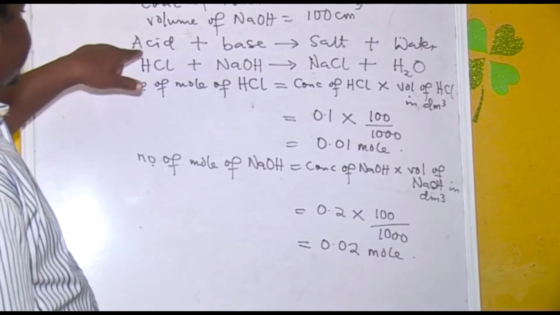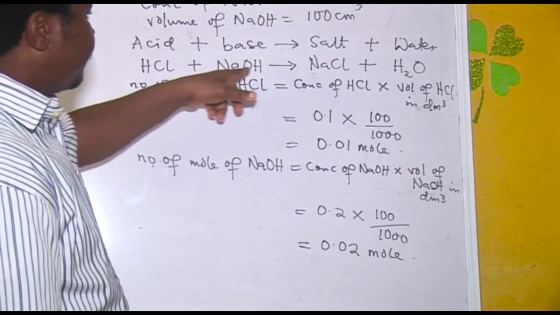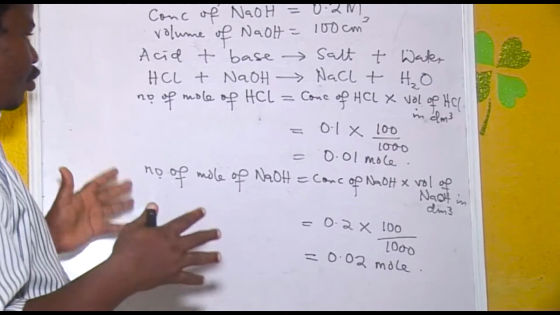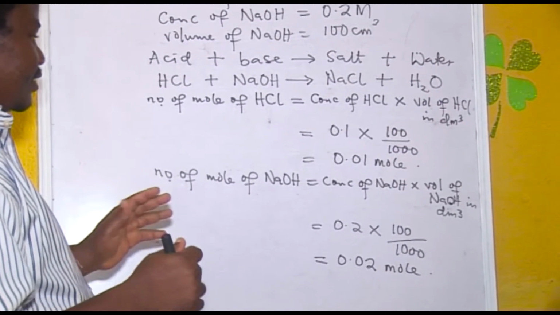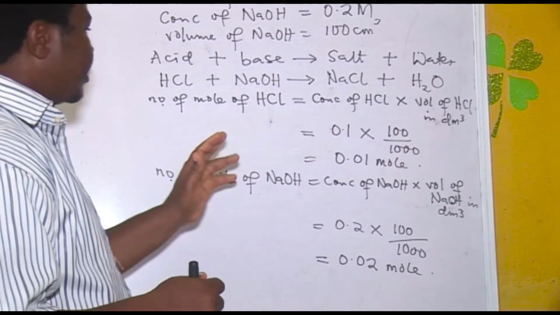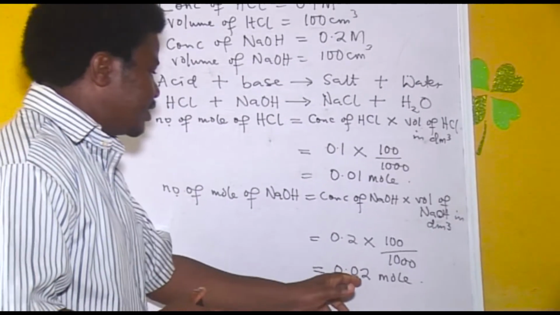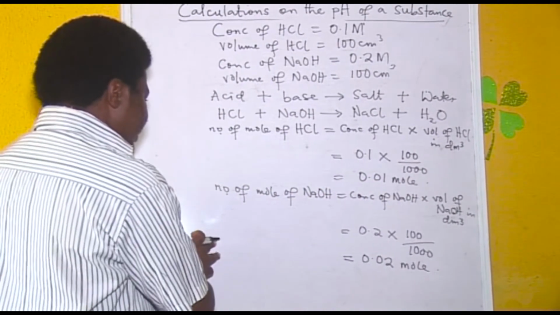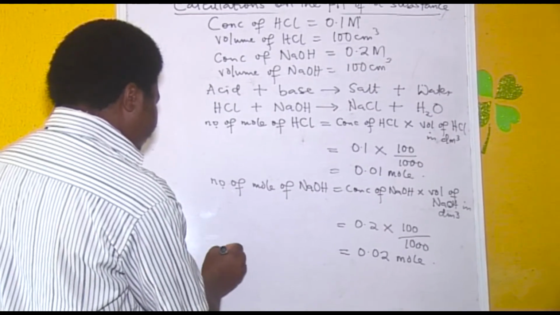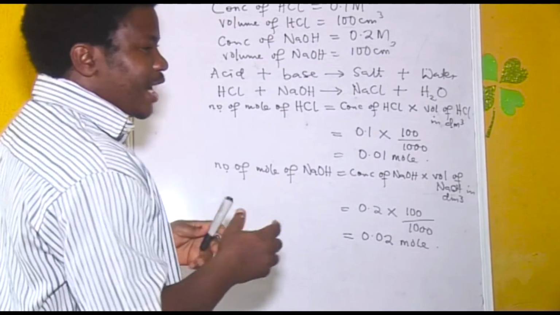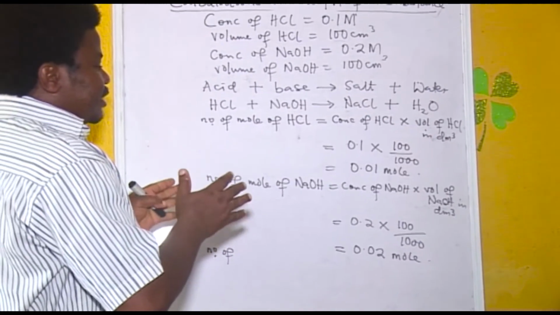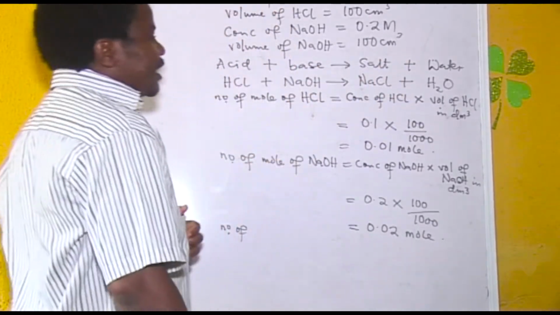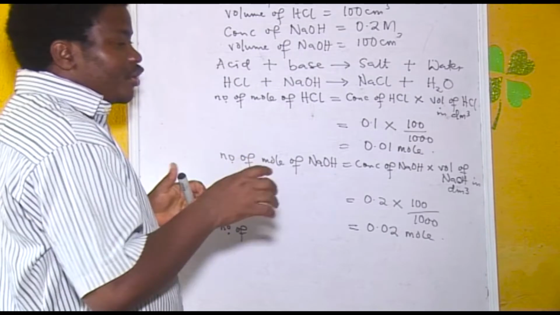of acid is reacting with 1 mole of base to form 1 mole of salt and 1 mole of water. So, looking at the mole ratio, it is obvious that the base is in excess out of the two reagents. The base is 0.02 mole, while the acid is 0.01 mole. So the one that is in excess will be unneutralized, and the unneutralized amount will add up to what we have on the product side, and that is what will now make the product acidic or basic.